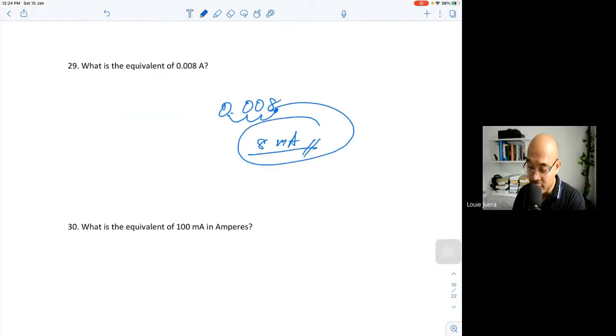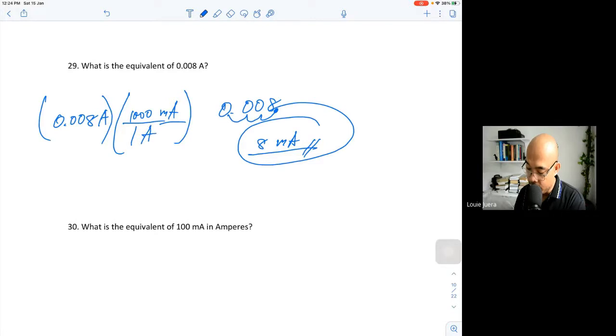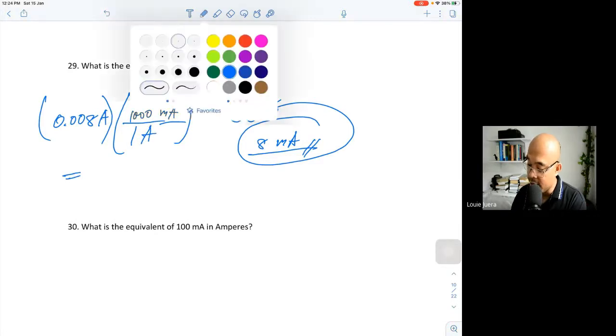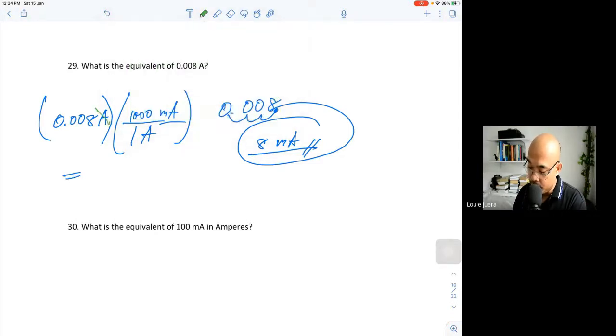Or you can do the conversion factor. You have 0.008 ampere. The conversion factor here, multiply that by 1,000 milliampere is equal to 1 ampere. So you have to cancel this ampere here, and we will have the milliampere. If you're going to use your calculator, you will come up with the same result here, the 8 milliamperes.